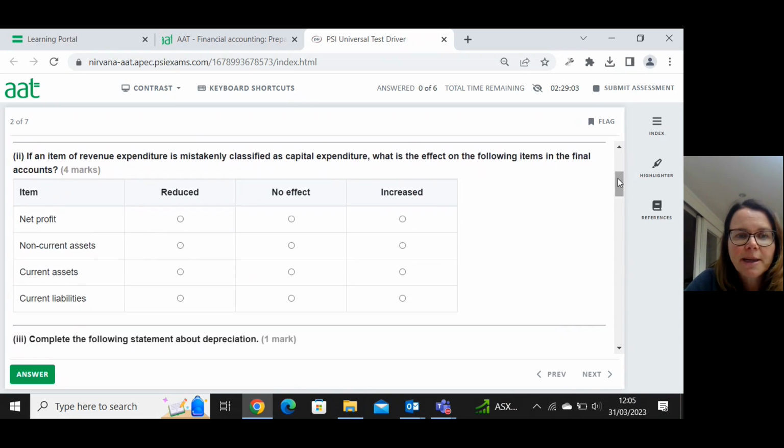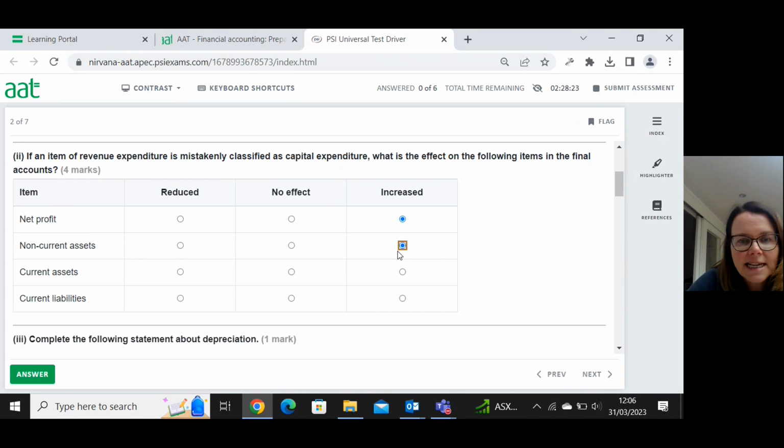If an item of revenue expenditure is mistakenly classified as capital expenditure, what is the effect on the following items in the final accounts? So revenue expenditure has gone in as an asset. So that means that I wouldn't have subtracted that expense, and therefore my profit would be too high. My non-current assets would also be higher than they should be because I've put an expense in as an asset, so the asset figure is going to be bigger.